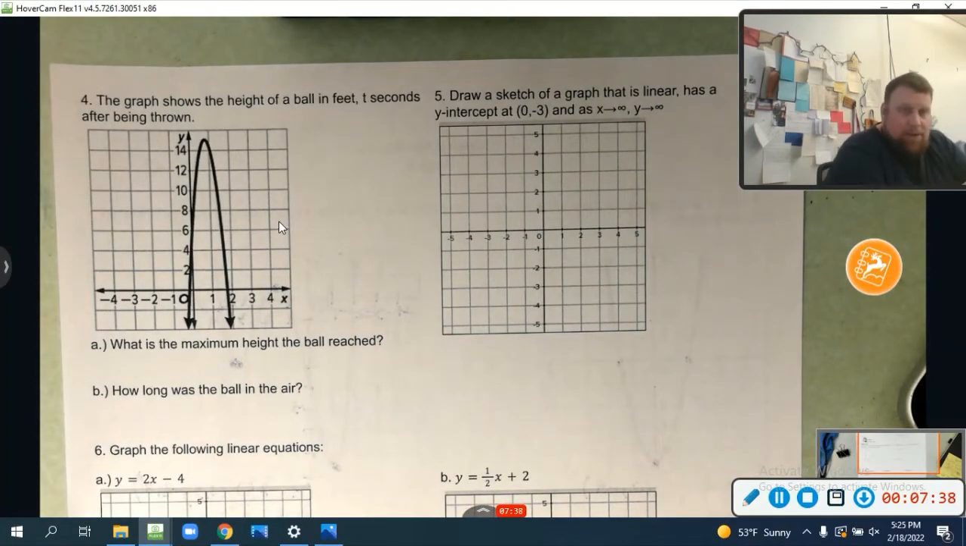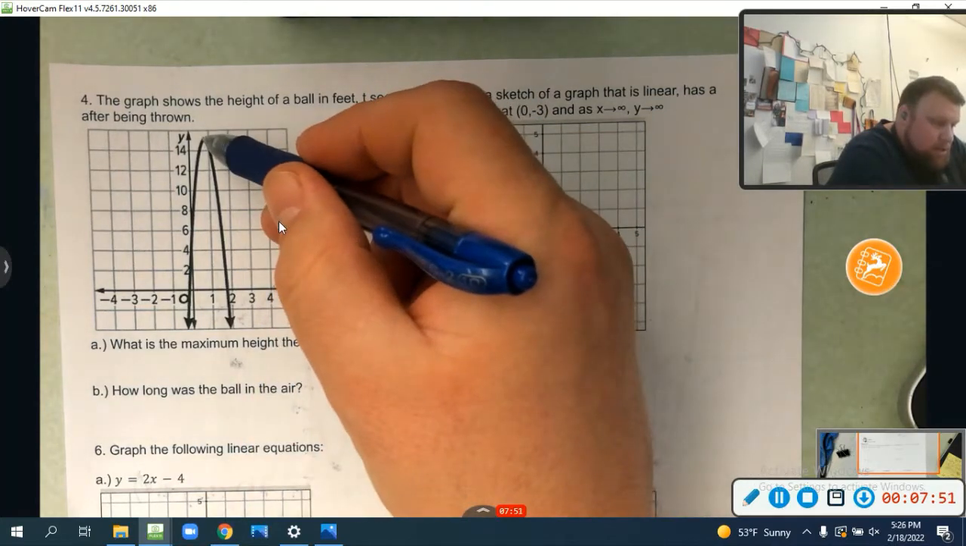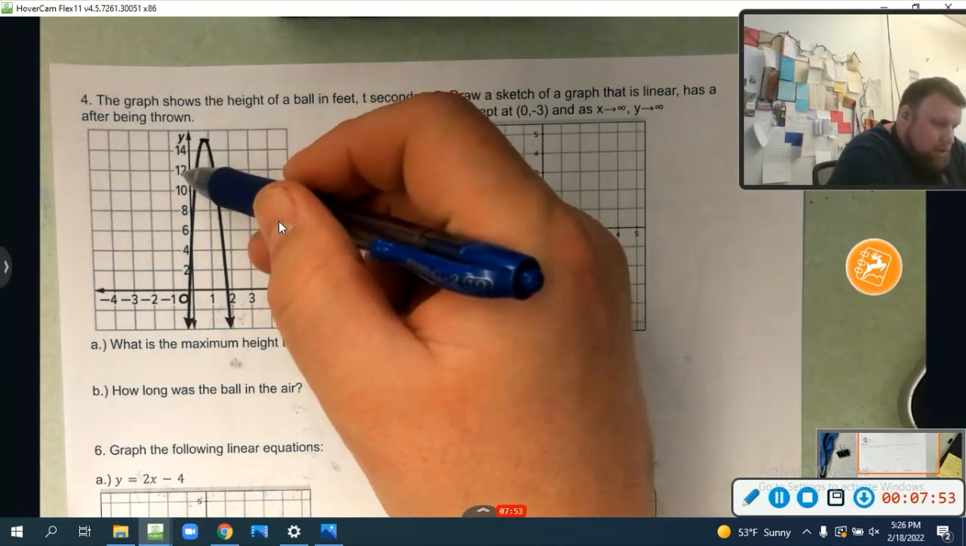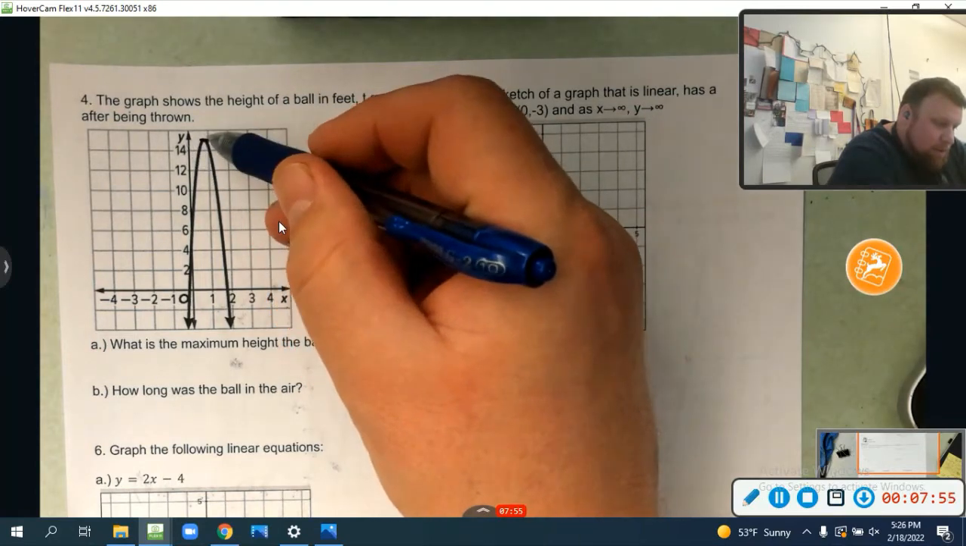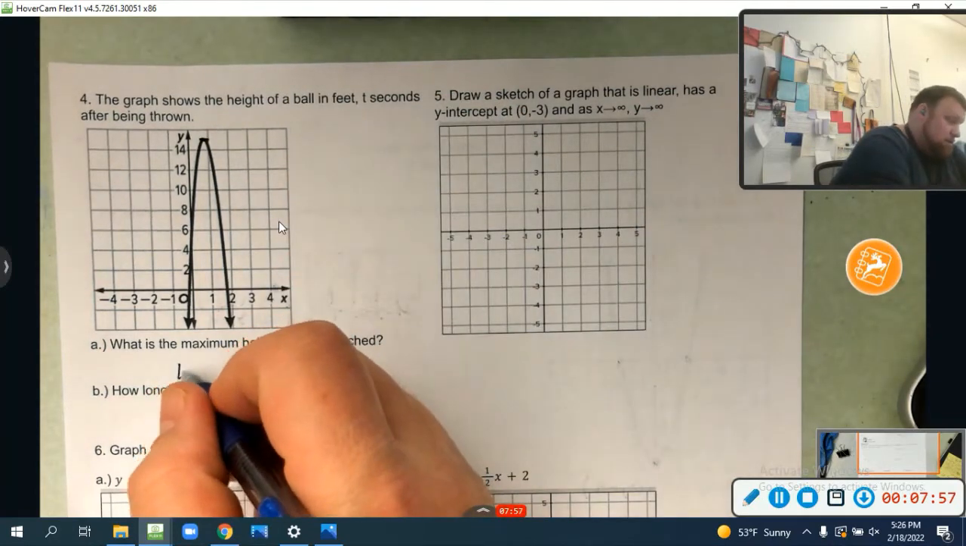The graph shows the height of a ball in feet per t seconds after being thrown. All right. So A, what is the maximum height the ball reached? Well, looks like it's right about here. Again, since each of these is going up by 2, I'm going to guess 15. So 15 feet.